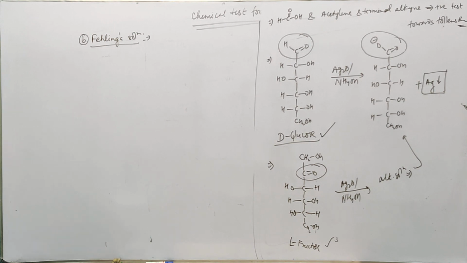Fehling solution is an alkaline solution of cupric ion complexed with tartarate ion.